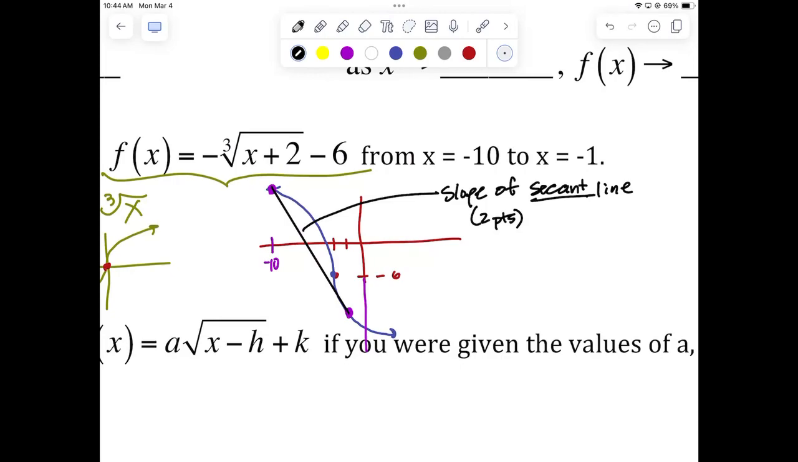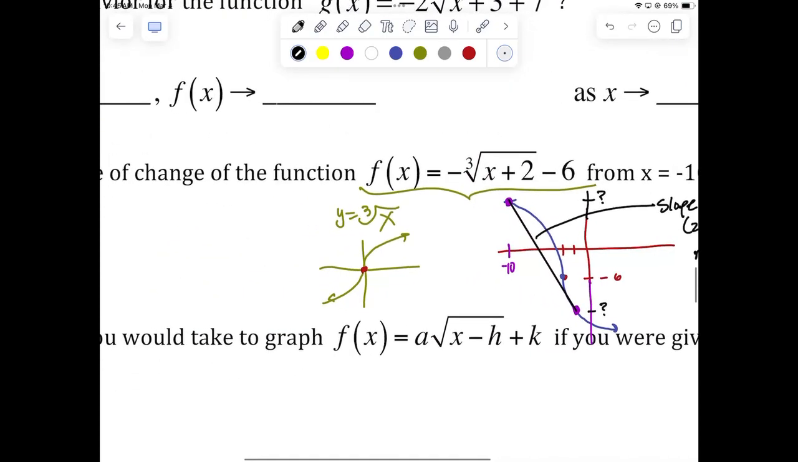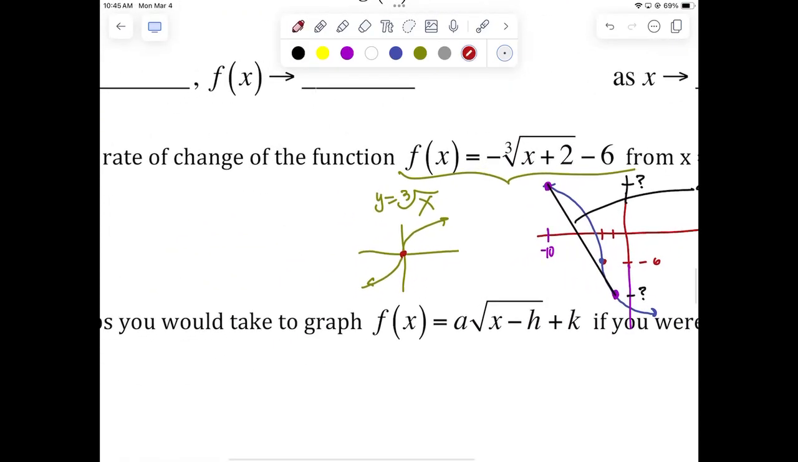So once you know it's the slope of that line, what do we need for slope? Didn't we learn that in Algebra 1? Slope is just y sub 2 minus y sub 1 over x sub 2 minus x sub 1. Yeah? So let's just see if we can find the ordered pairs. I know that's -10 comma something, and I know that that's -1 comma something. I just need to find the y values that go along with it so I get the ordered pairs. So let's come over here where we have room, and we'll find them one at a time.